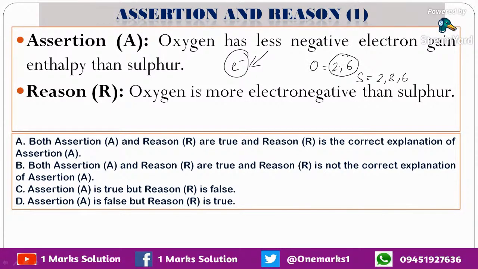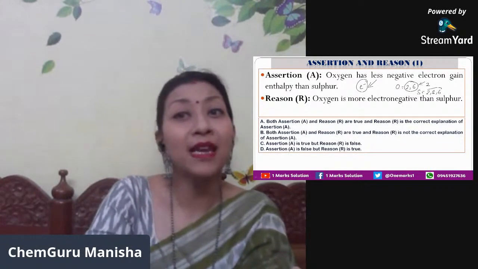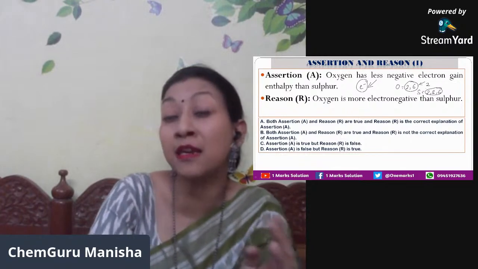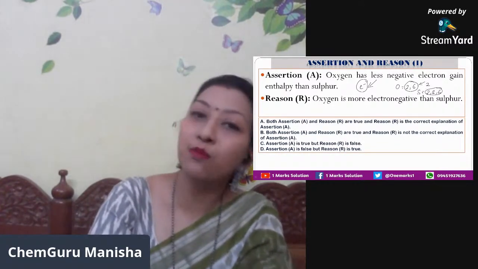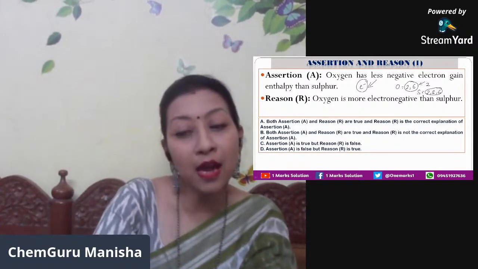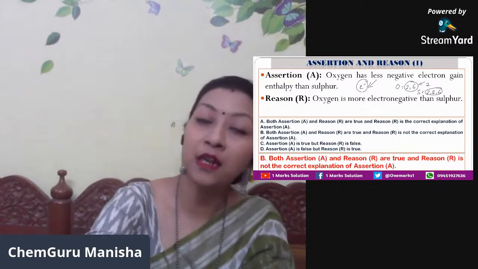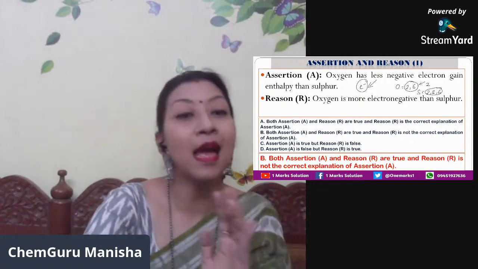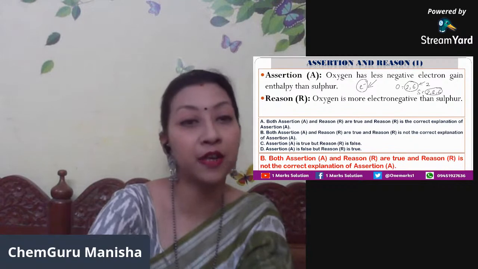It has only 2 shells. So if it gets 2 electrons, the 2 shells become stable, right? Nuclear force of interaction is also intact. While in sulfur we have 3 shells, so even if it gets 2 electrons, the nuclear force of interaction in comparison to oxygen is still less. And also oxygen has more electronegativity than sulfur. So here I would say the option is B, because assertion is correct, reason is correct, but they are not explaining each other. Negative electron gain enthalpy is a separate property and electronegativity is a separate property. So they don't explain each other, and that's why the option here is B.